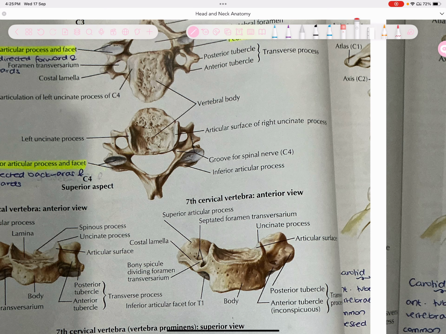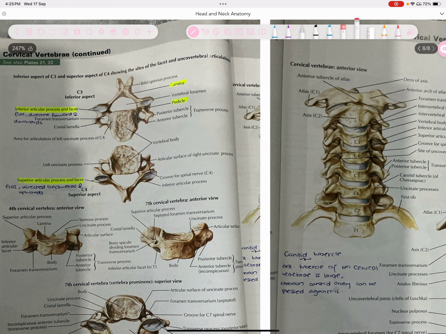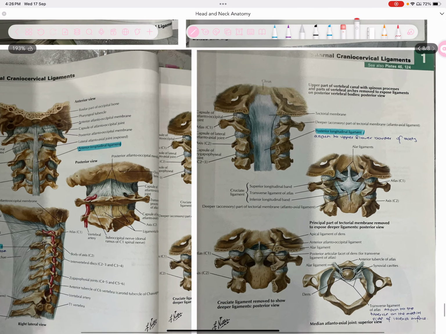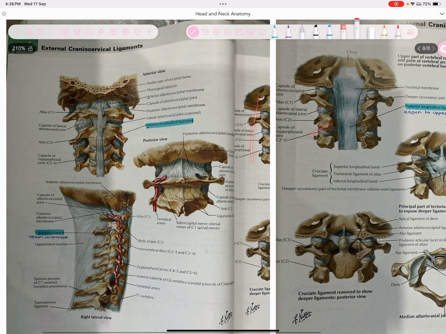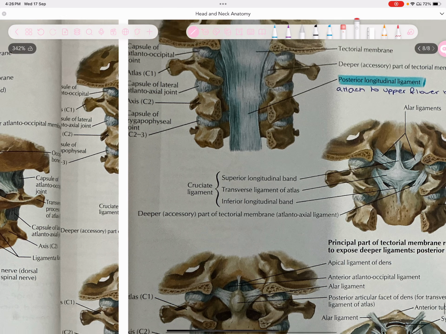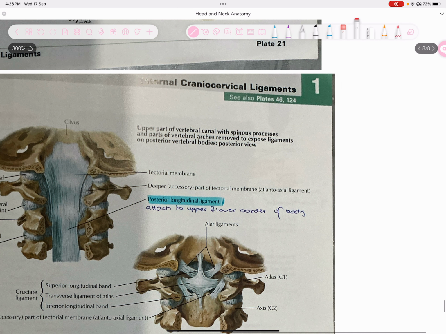Now let's talk about the attachments and the relations. The anterior and posterior longitudinal ligaments are attached to the upper and lower borders of the body in front and behind respectively. So let's find out where the anterior and posterior longitudinal ligaments are. This is the posterior longitudinal ligament and this is the anterior longitudinal ligament. They're attached to the upper and lower borders of the bodies in front and behind. So anteriorly, it's the anterior longitudinal ligament. Posteriorly, there is the posterior longitudinal ligament.